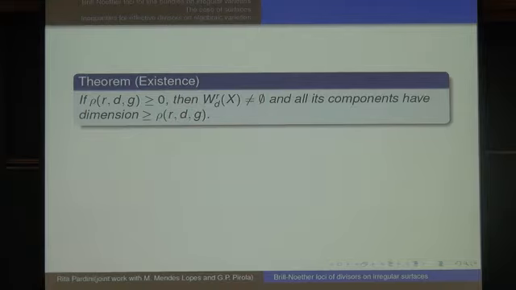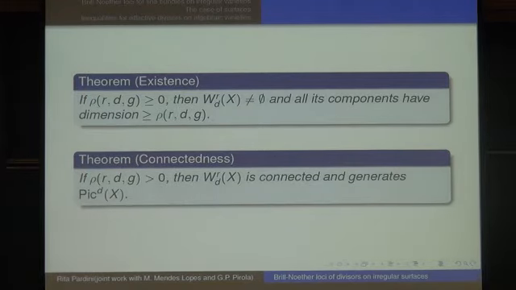So this is the main theorem, and then the second theorem tells you more about the structure of these loci. Of course, if the dimension is 0, there's nothing to say, you just have a finite number of points, but as soon as the Brill-Noether number is positive, it makes sense to try to understand what these loci look like. And the connectedness theorem tells you that the Brill-Noether locus is connected, and I did not write this here, but every component has dimension at least equal to the Brill-Noether number.